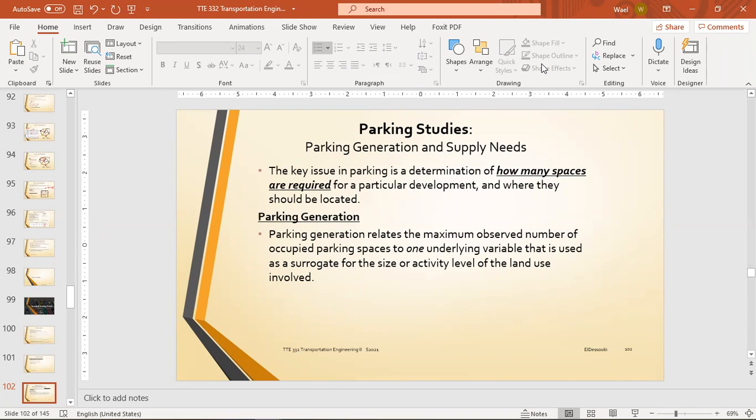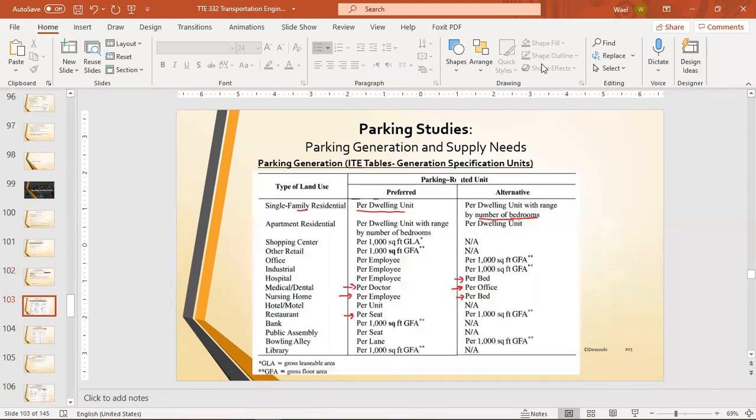As I mentioned, for example, in a shopping mall, the parking generation will depend on the type of the activities and the floor area of the shopping center and so on. If we are talking about a university, the parking space generated will be different. Here, for example, for the parking rate unit, for residential we count per dwelling unit. For apartment residential, per dwelling unit also. For shopping centers, per 1,000 square foot. For retail, per 1,000 square foot.